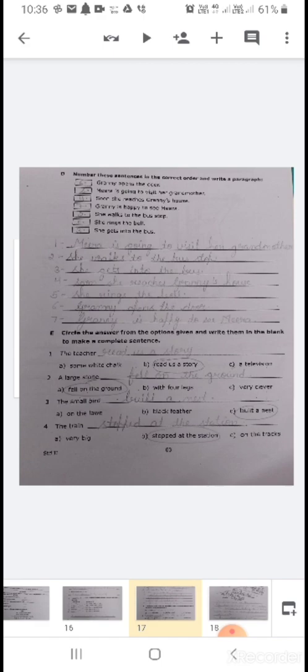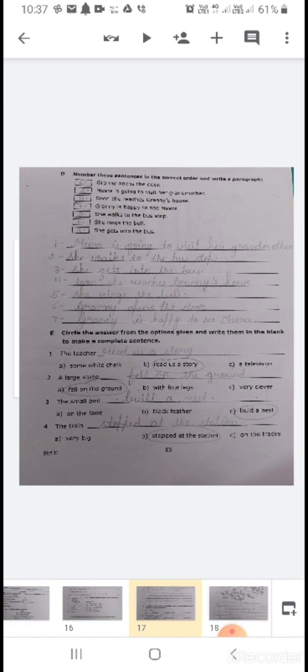Then the next exercise is: circle the answer from the options given and write it in the blank to make a complete sentence. So the first is, the teacher dash. So the teacher reads a story. Circle reads a story. Second is, a large stone dash. So circle fell on the ground. The large stone fell on the ground.